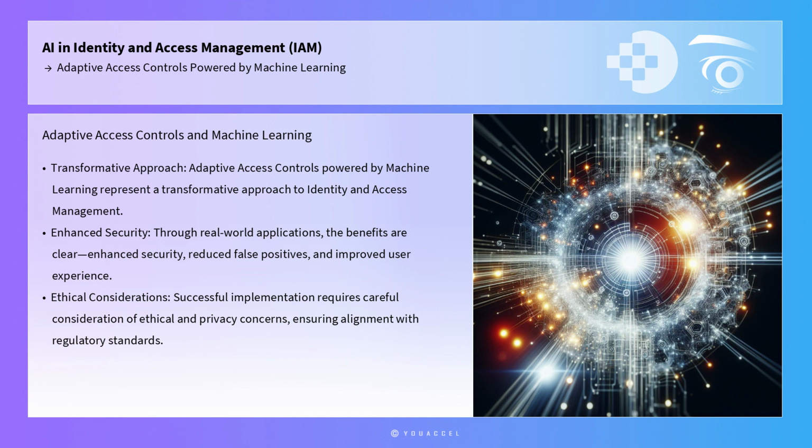In conclusion, adaptive access controls powered by machine learning represent a transformative approach to identity and access management. By leveraging advanced ML techniques and practical tools, organizations can create dynamic, context-aware security measures that adapt to evolving threats. Through real-world applications and case studies, the benefits of this approach are clear: enhanced security, reduced false positives, and improved user experience. However, successful implementation requires careful consideration of ethical and privacy concerns, ensuring that data-driven security measures align with regulatory standards and user expectations.